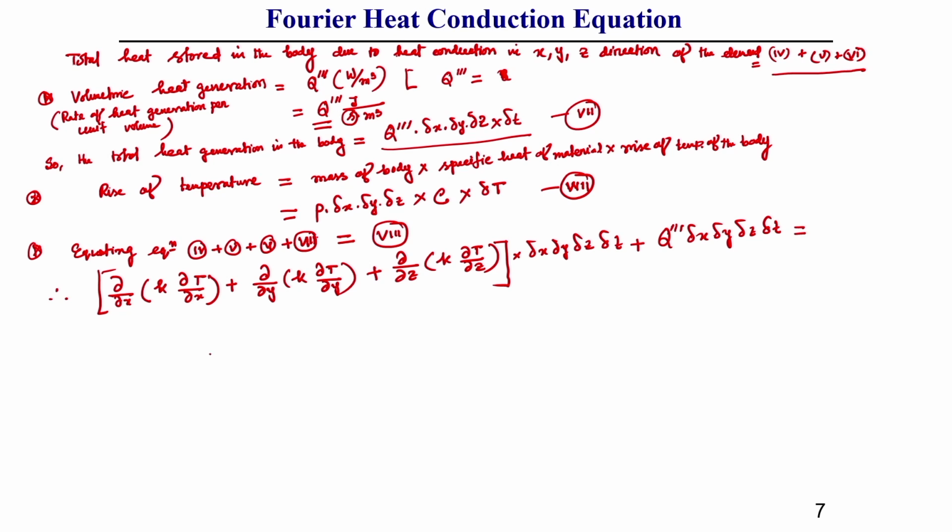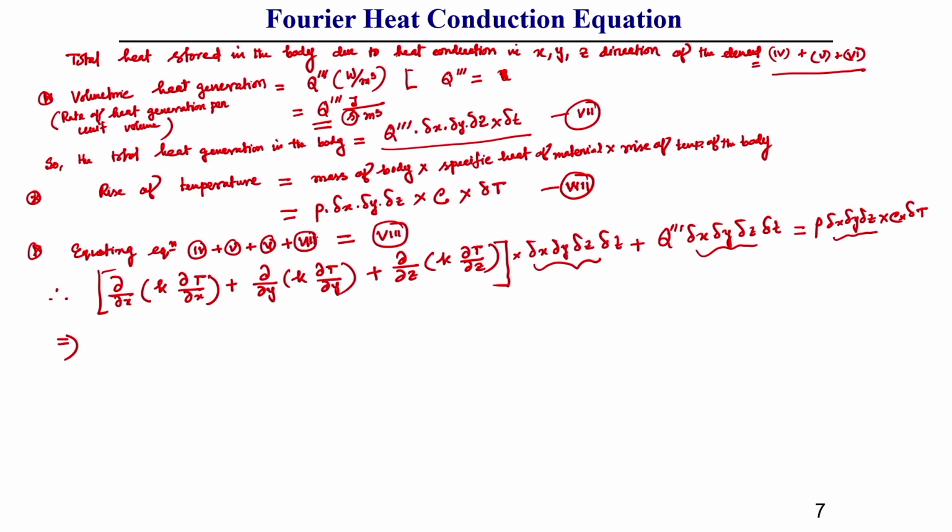This should be equal to equation 8, that is rho into volume delta x, delta y, delta z into specific heat into rise of temperature delta T. So, what you can see from this equation, there is a common term delta x, delta y, delta z are there. So, we can eliminate these terms from both sides. Finally, let us consider this isotropic material.